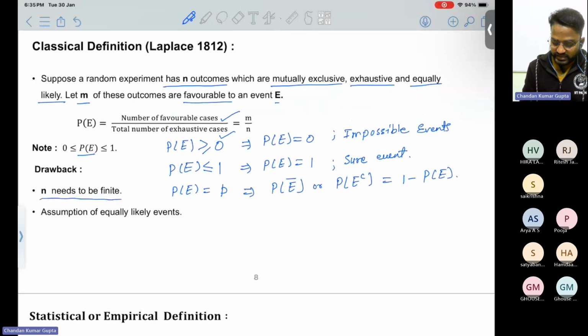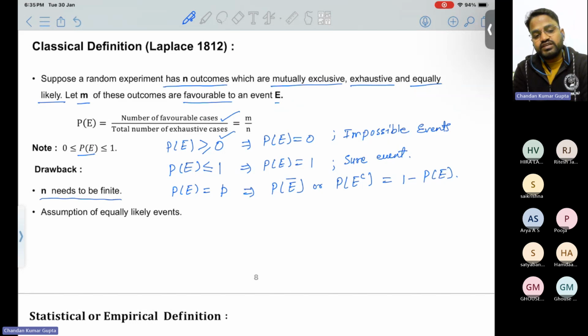Okay, but here are the drawbacks of this definition. The first drawback is that n needs to be finite. If the total number of exhaustive cases is infinite, then in each and every case we get 0 as the probability, but this is not correct. Also, it assumes equally likely events. If we don't have equally likely events, then this definition is not valid, because it is built on the assumptions of mutually exclusive, exhaustive, and equally likely cases.